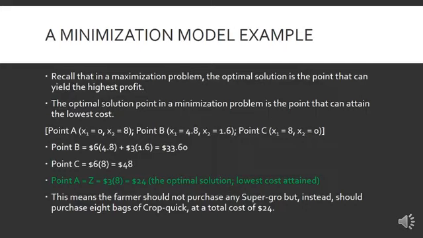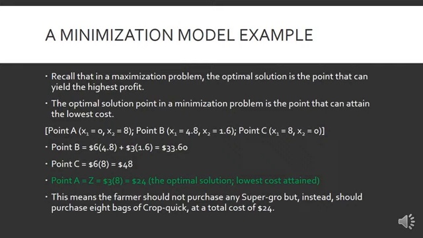So, point A, ang nakuha natin, x sub 1 is equal to 0, x sub 2 is equal to 8. Point B is x sub 1 is equal to 4.8, x sub 2 is equal to 1.6. Point C naman is x sub 1 is equal to 8, x sub 2 is equal to 0. So, kung kukomputin natin itong mga to, isa-substitute natin dun sa profit function natin, okay, yung objective function natin, which is 6x sub 1 plus 3x sub 2 is equal to z.